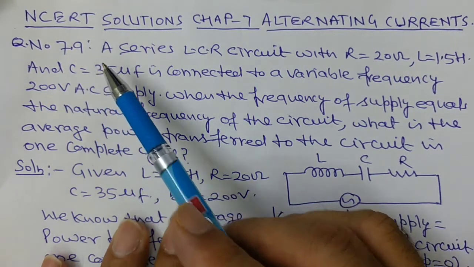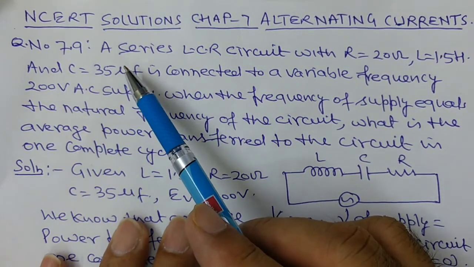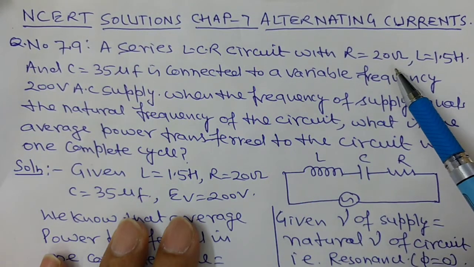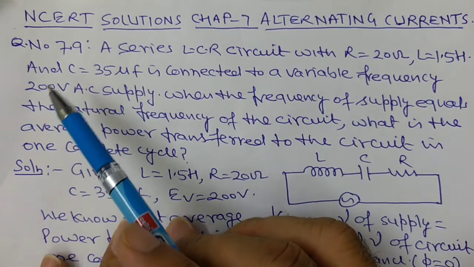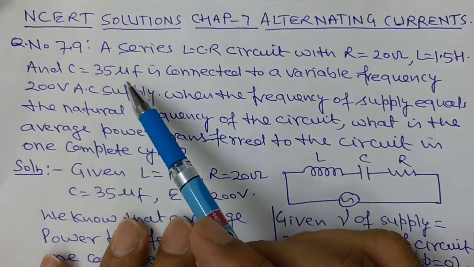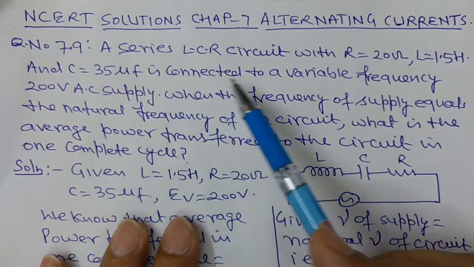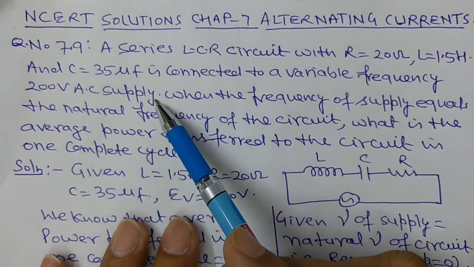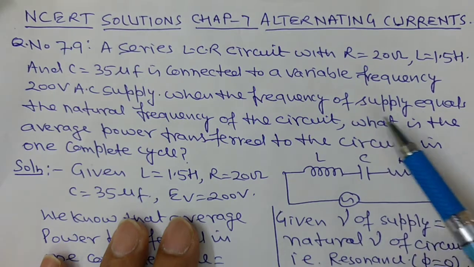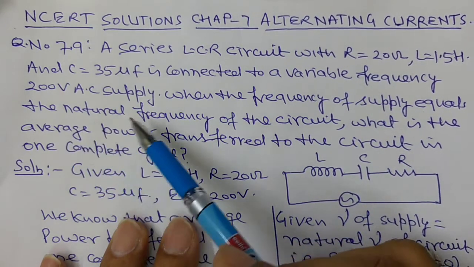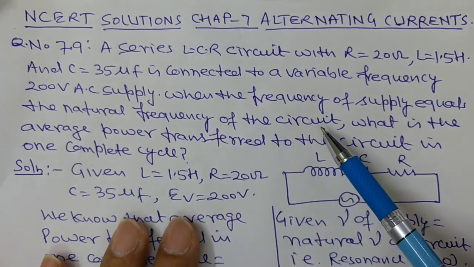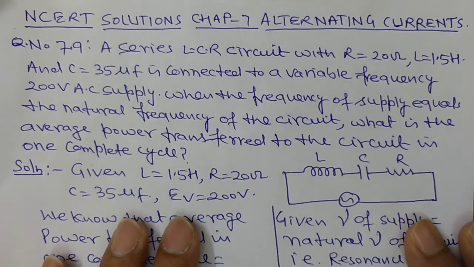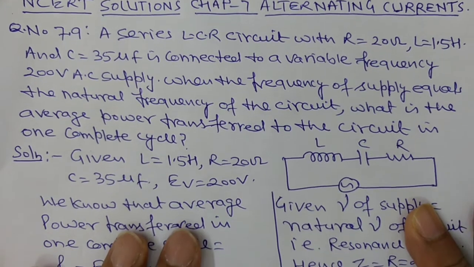Question number 7.9. According to this question, a series LCR circuit with R equal to 20 ohm, L equal to 1.5 Henry and C equal to 35 microfarad is connected to a variable frequency 200 volt AC supply. When the frequency of supply equals the natural frequency of the circuit, what is the average power transfer to the circuit in one complete cycle?